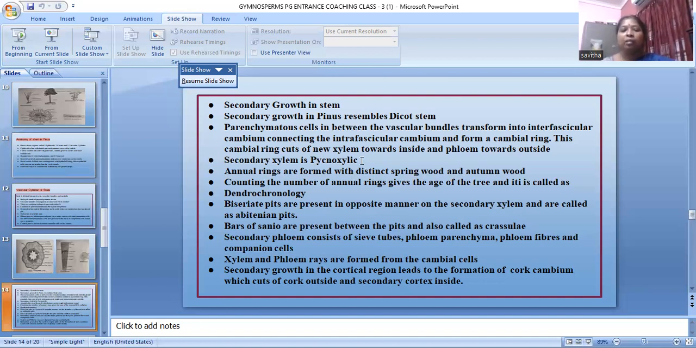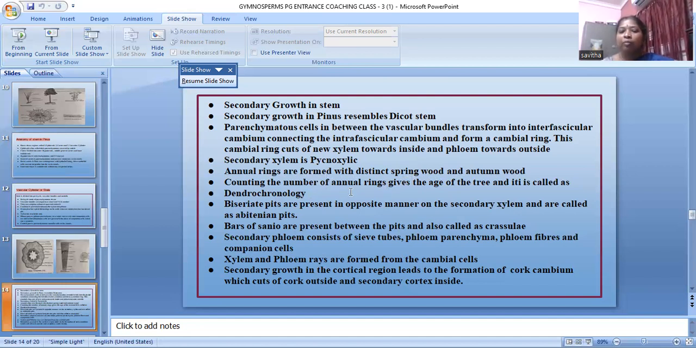During the springwood, you will see that the tracheids will be very large in structure, and during the autumn wood they are small in nature, because during autumn the leaves will be shed off. In spring season, the young leaves will be forming at that time, hence they need more water, hence the tracheids in springwood will be very large in structure, and during the autumn wood they are small in nature, forming two tracheid layers which make one annual ring. So annual rings are formed with distinct springwood and autumn wood.